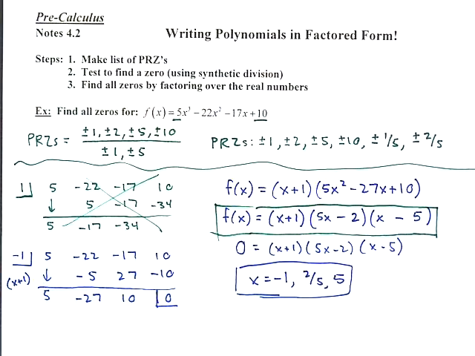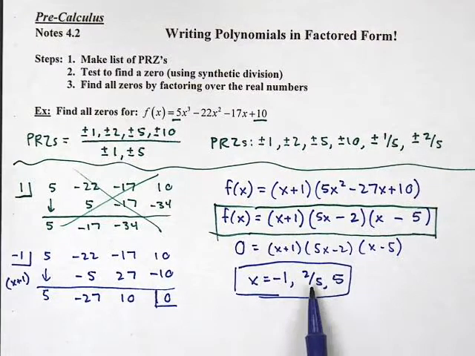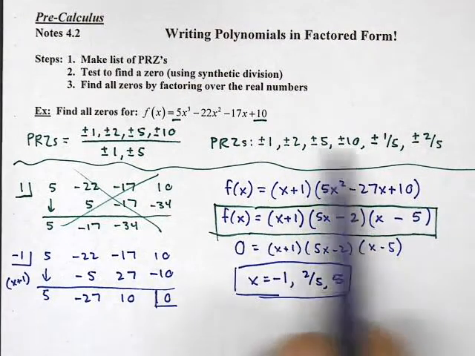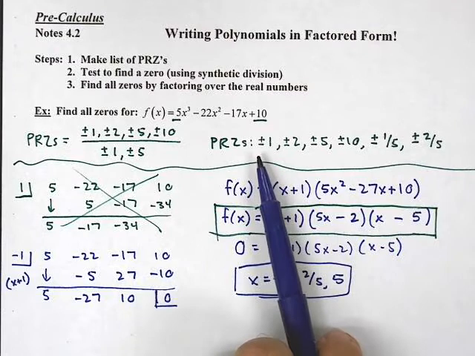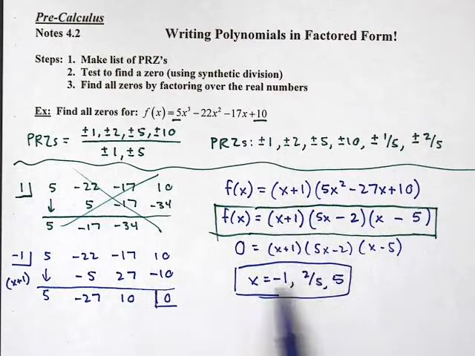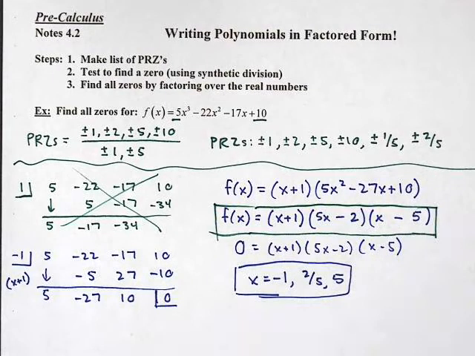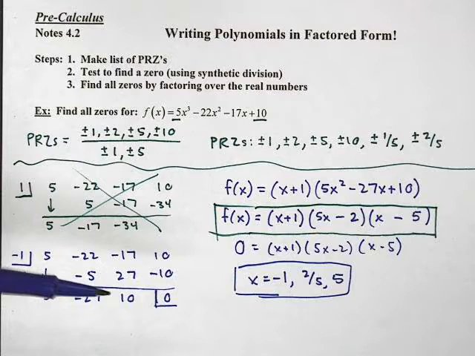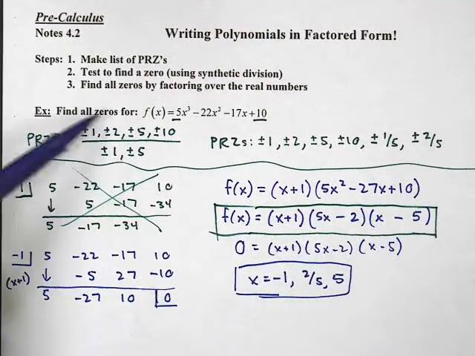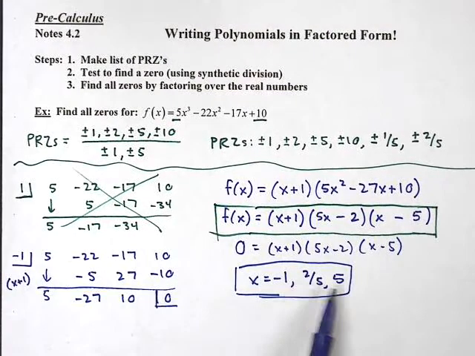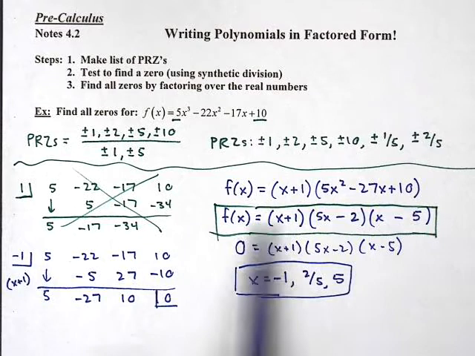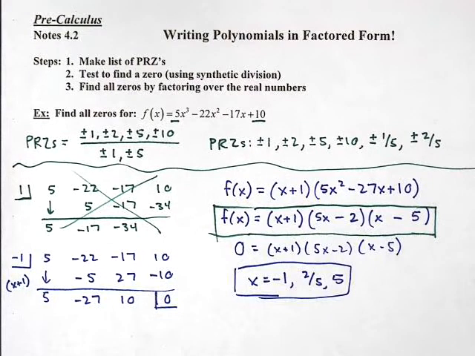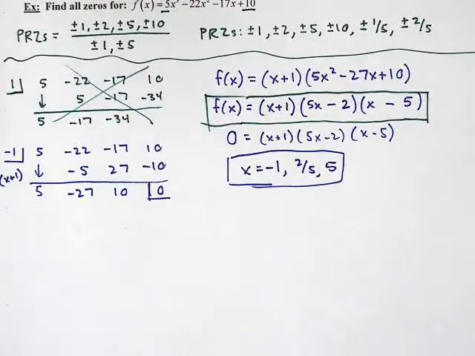Alright. A couple things just to take away. Notice -1, 2/5, 5. Those are all in my list of PRZs. We know this, right? You weren't going to be able to get a 3 because 3 wasn't in our list of PRZs. The other thing I want you to take away from here: please make sure to read the question. If I'm asking for zeros, I want the zeros. If I want it written in factored form, then I want the function. Now, lastly, it says to draw a graph of this polynomial.